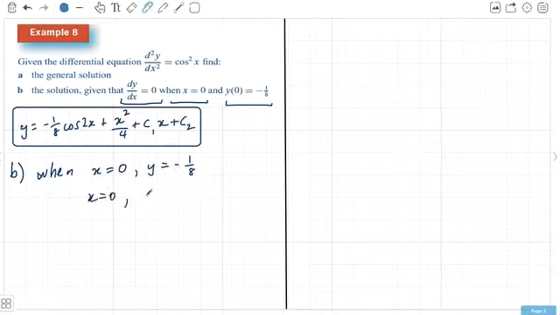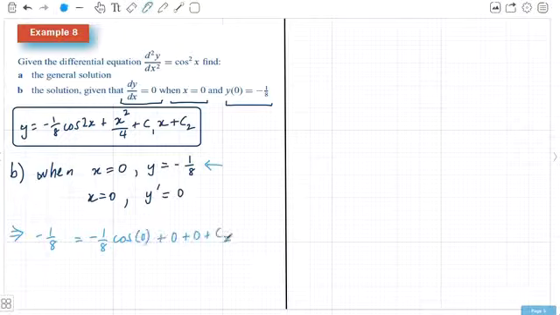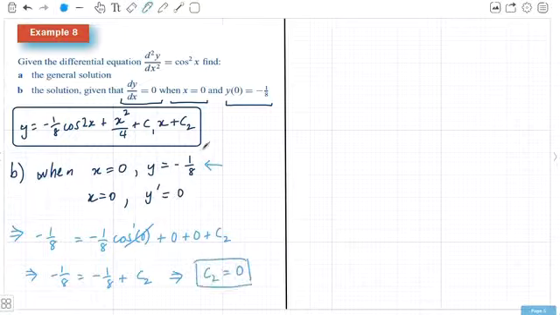And x equals 0, y dash equals 0. So let's use the first condition. I'm going to put x equals 0 in everywhere and y equals negative 1/8. So that means we've got negative 1 over 8 equals negative 1 over 8 cos of 0 plus 0 plus 0 plus c2. And the cos of 0 is 1. Okay, so that's going to become 1. So we have negative 1/8 equals negative 1/8 plus c2, and that implies that c2 has to be 0. So that gives us this constant.